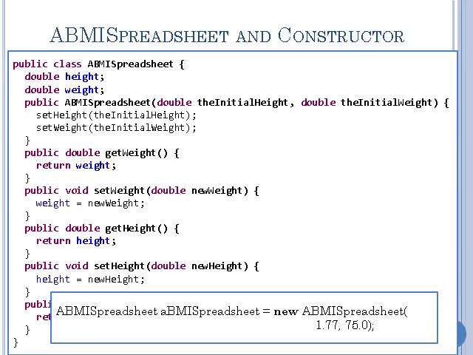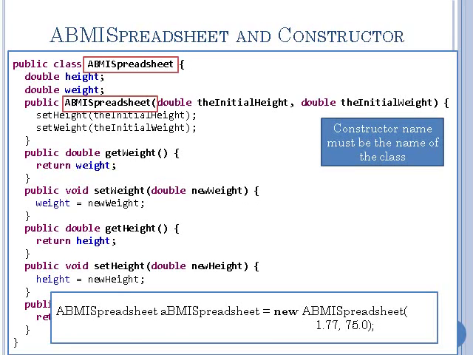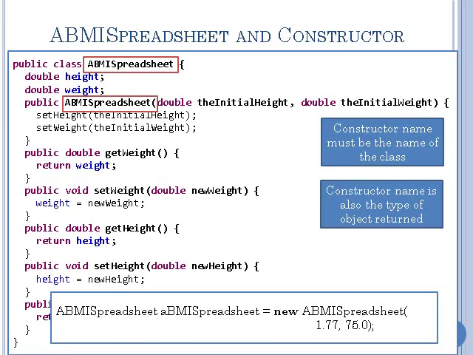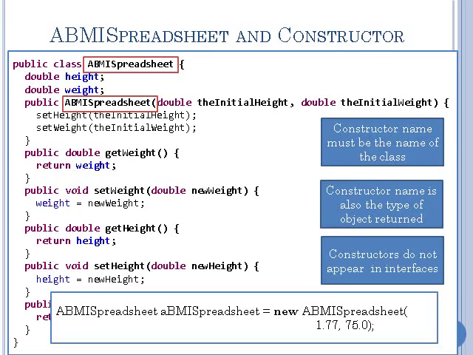What is the return type? The class. So why give the class name twice? So the method name and the type name are the same. That's kind of a funny kind of method. Okay? So the constructor name must be the name of the class. The constructor name is also the type of the object returned. And constructors, when we look at interfaces, do not go into interfaces.